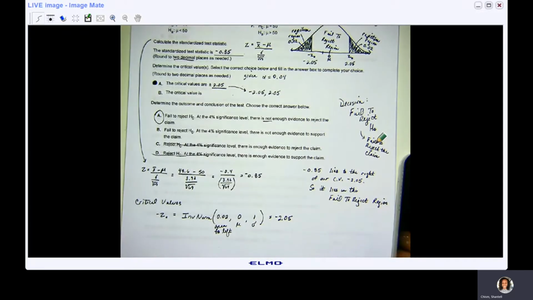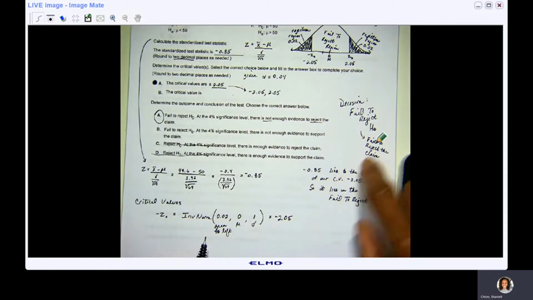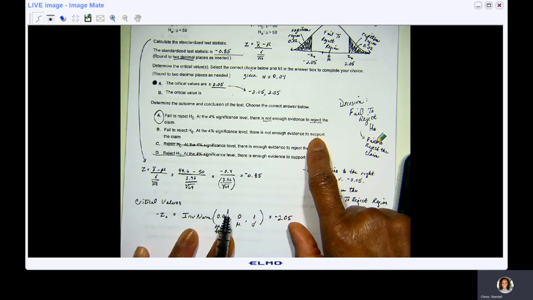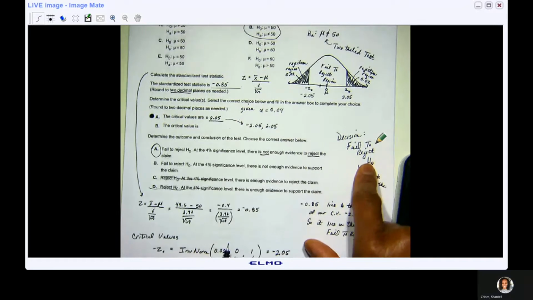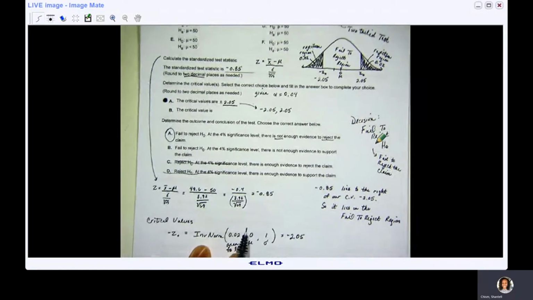There is not enough evidence to reject the claim. Okay? When H naught is the claim, it's written in terms of reject. When HA is the claim, you see support. So that's why B couldn't be correct, because it uses the word support. But we know that H naught was the claim. Okay, so it has to be A.